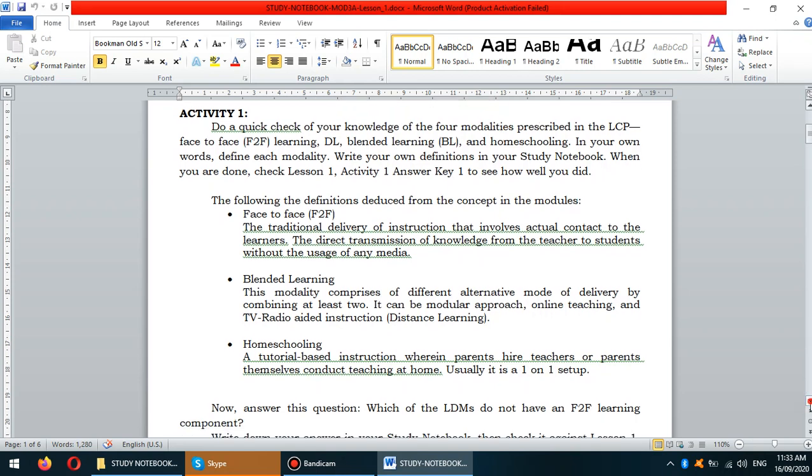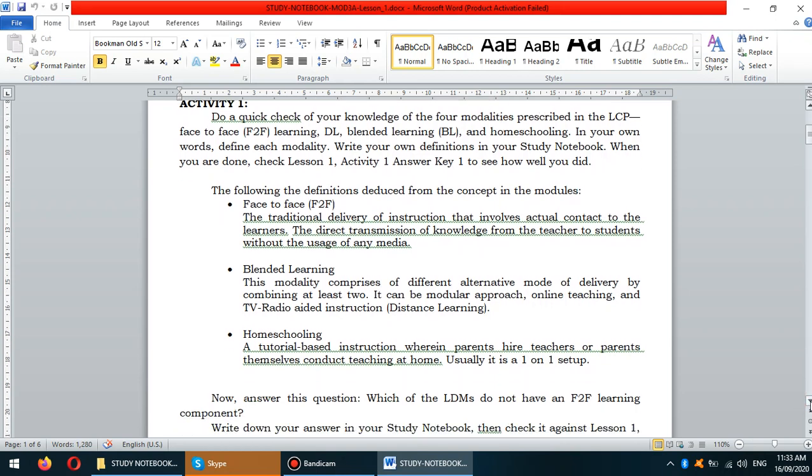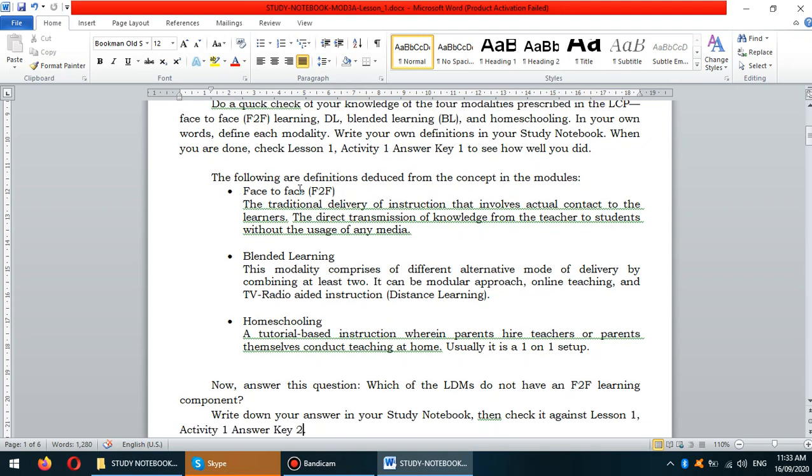Now for this part, the following are the definitions deduced from the concept in the modules. Now, face-to-face, the blended learning, and homeschooling, and the distance learning, I actually incorporated them. You can use your own understanding of the modalities, the 4 modalities.